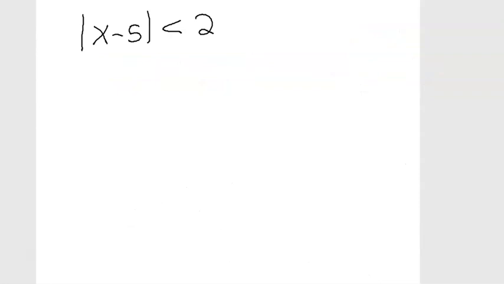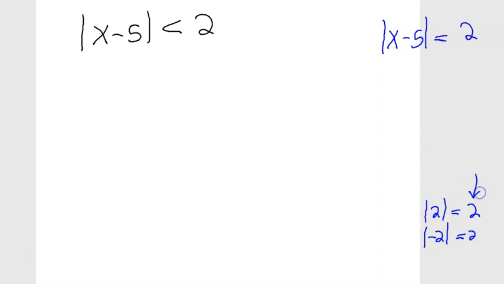Now, absolute values. Let me remind you how to do absolute value equations. So if I had an absolute value equation, just like equals 2. Just to remind you, the absolute value of 2 is 2. The absolute value of negative 2 is 2. The only way to get 2 is if the inside value is 2 or if the inside value is negative 2. That is the only way to get that.